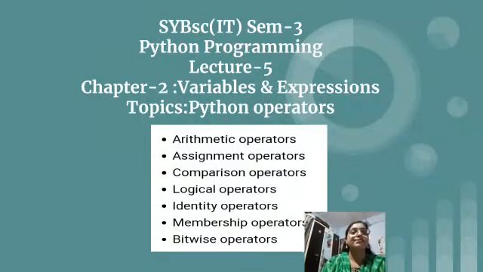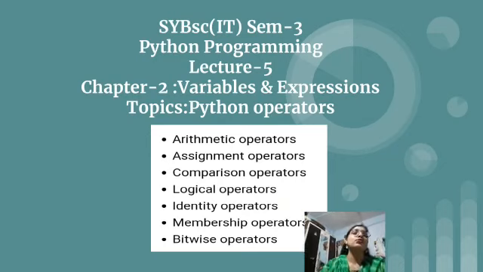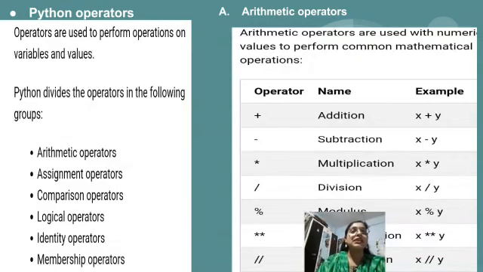Student, so today again our lecture number 5 is there, chapter number 2, variable and expression, and the topic we are going to cover in today's session is Python operators. Basically, first we should know what operators are. Operators are used to perform operations on variables and values. On the basis of different functionalities, we have different types of operators.